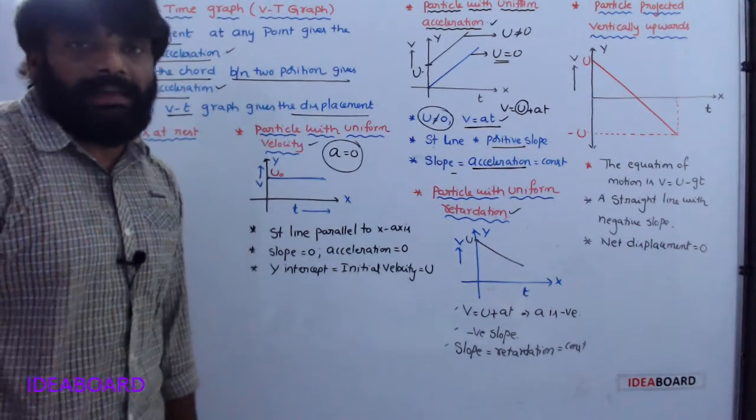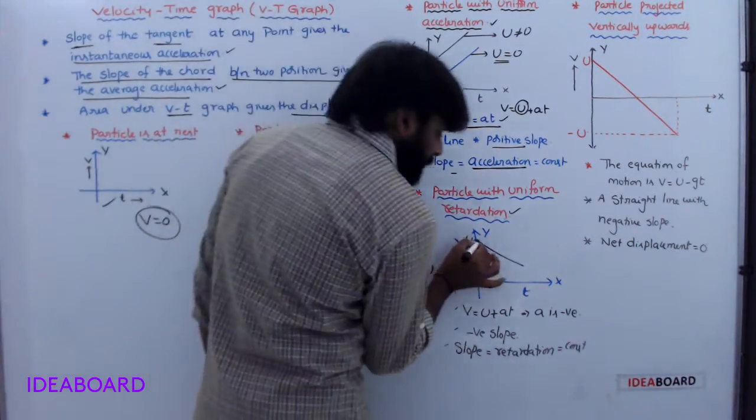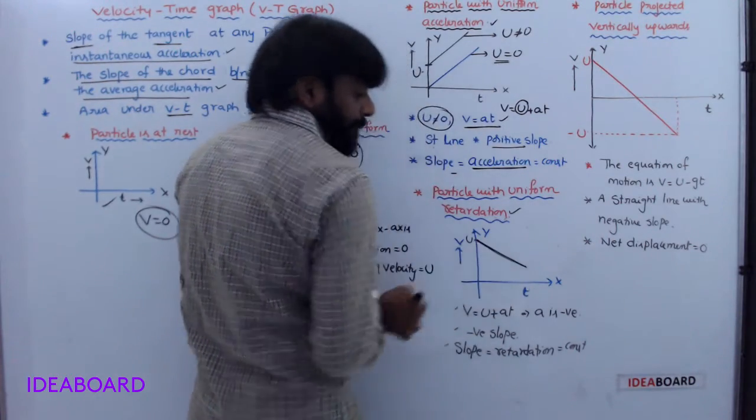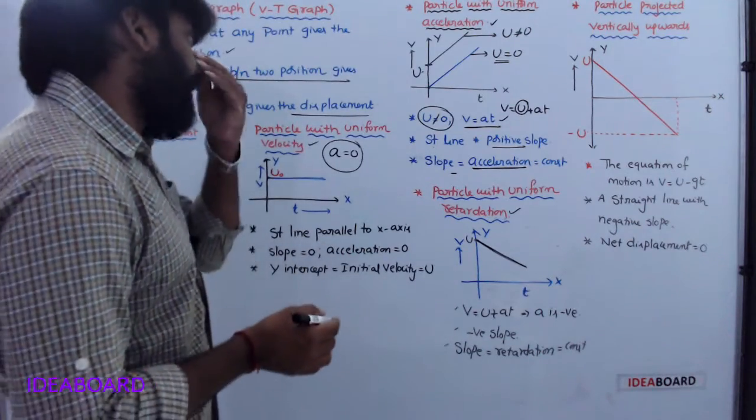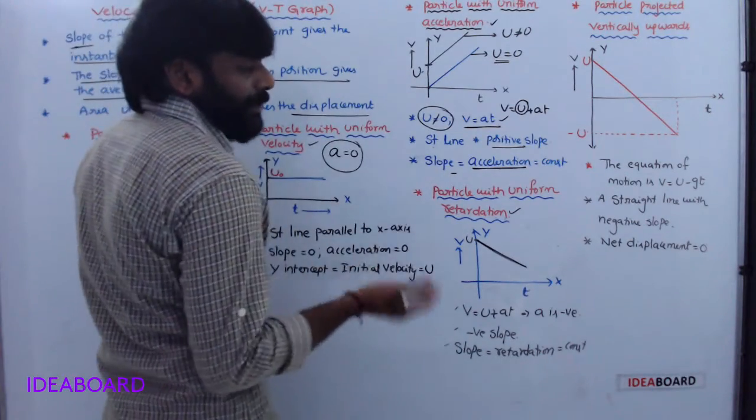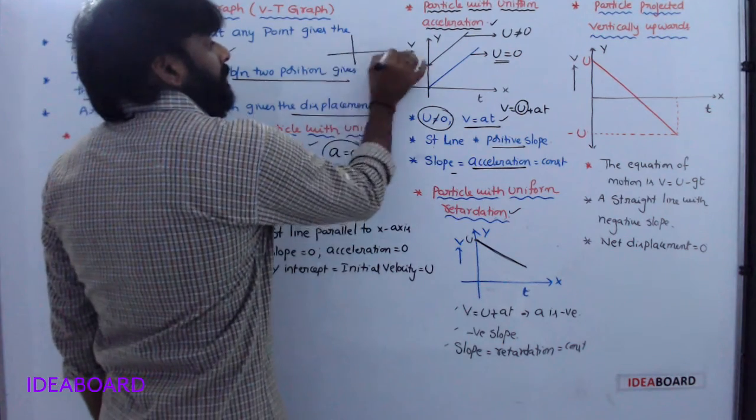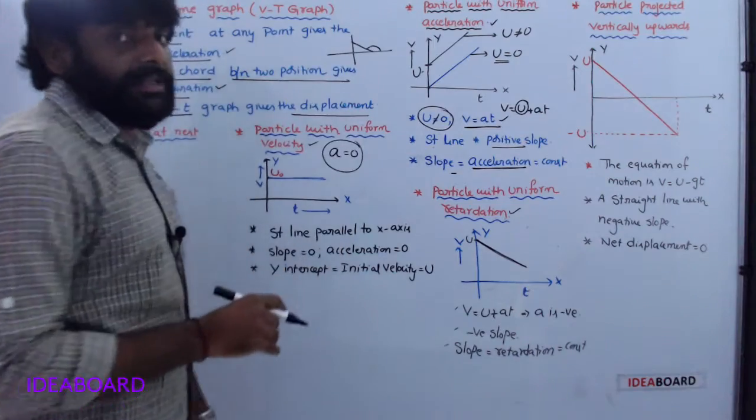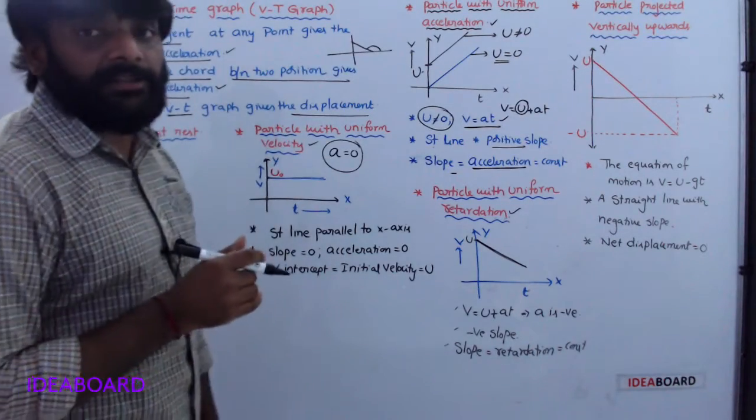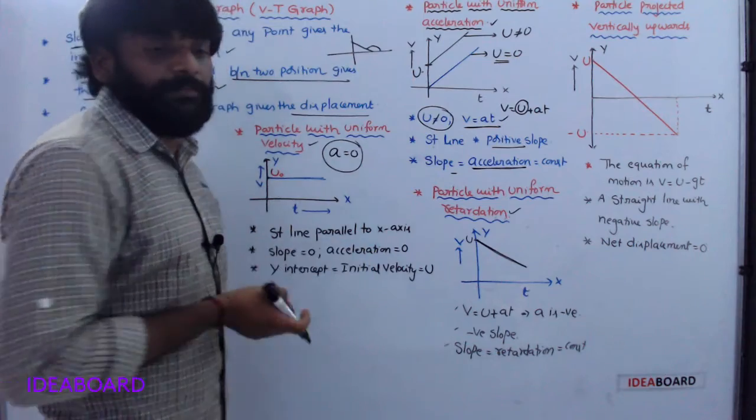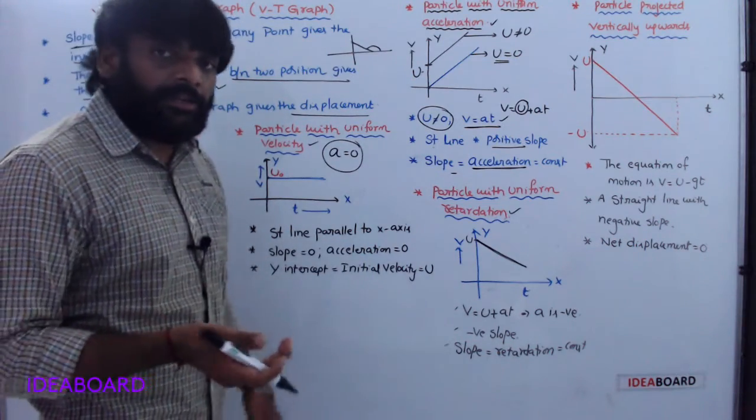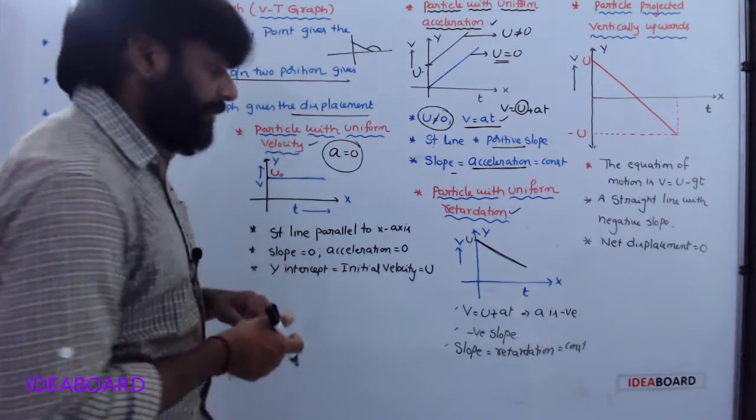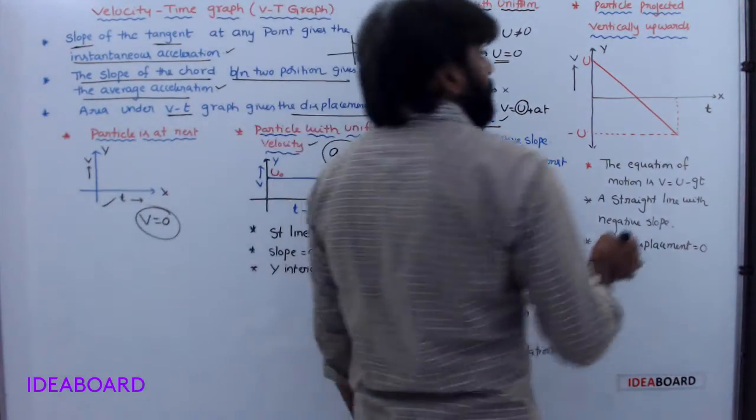Okay. Particle with uniform retardation. Retardation means negative acceleration. So the graph is a straight line, but here with a negative slope. Slope positive or negative means: more than 90 degrees, the slope is negative; less than 90 degrees, the slope is positive. Understood? This graph.